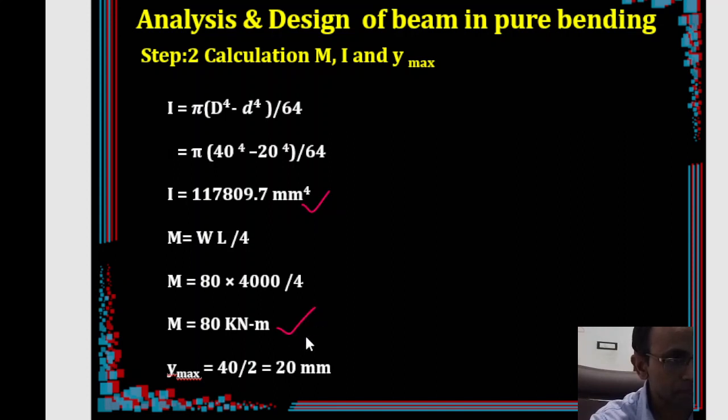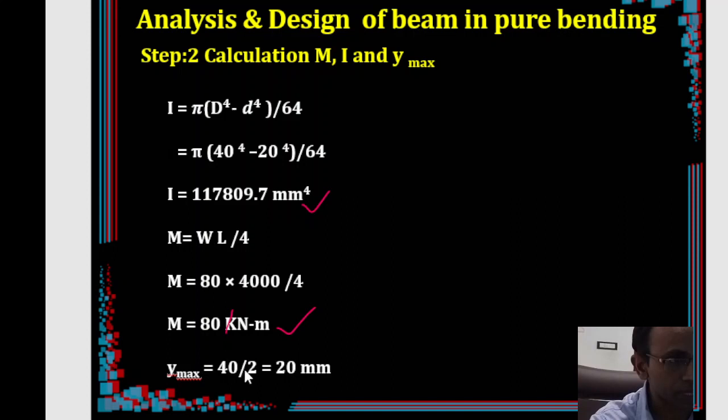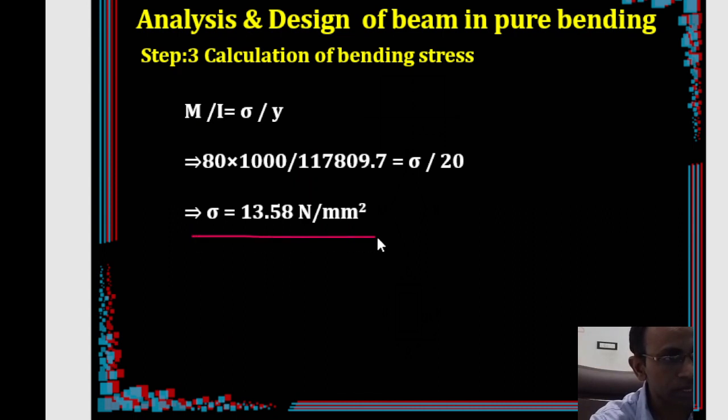And this is 80, as we told. I think in the problem it is not K, because it is given in Newton, right? So this is again another typographical error. And this is 40 by 2, which we have discussed. Simply substitute, you will get the stress value as this much. You are expected to calculate the sigma, so you can get that. That's all about the analysis of a pure bending situation in the case of a circular cross section.